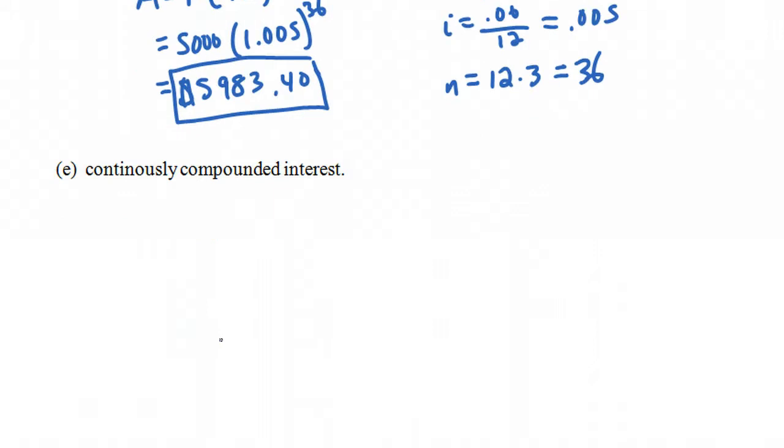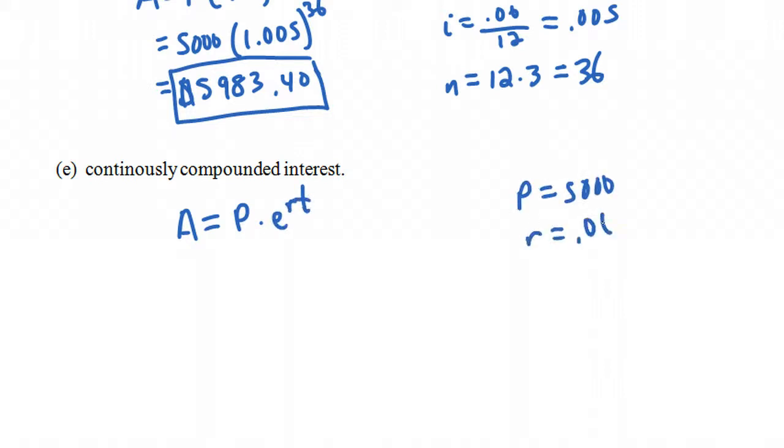Now what about continuously compounded interest? That's the best that we can do. Remember the formula is A is equal to P times e to the RT. Now the P, again, is 5,000. The R is just 0.06, right? We don't have to divide it by anything now. Remember, it's not I here, it's R. And the T is just the number of years. Okay, and the number of years is 3.